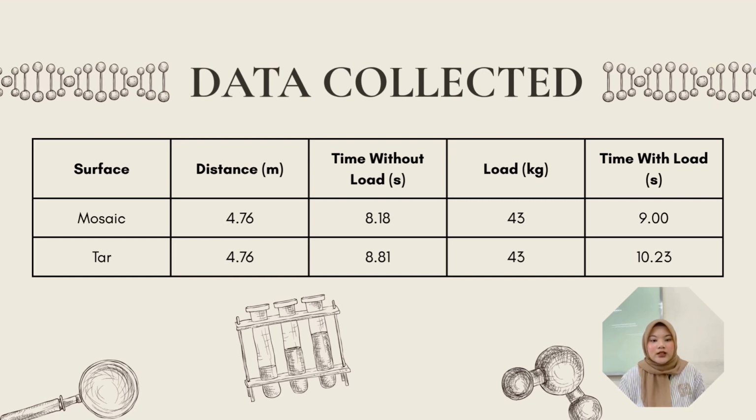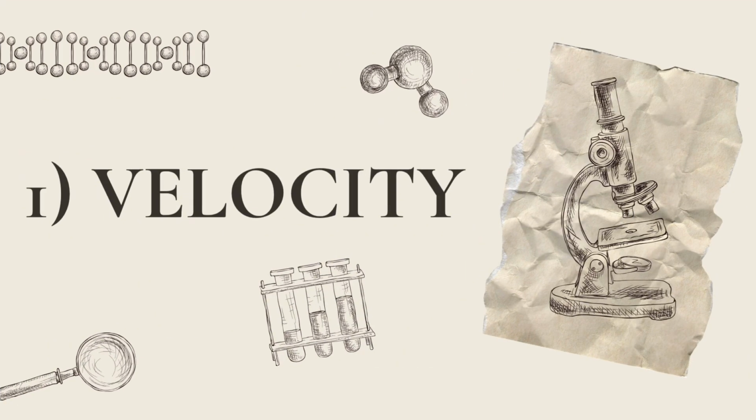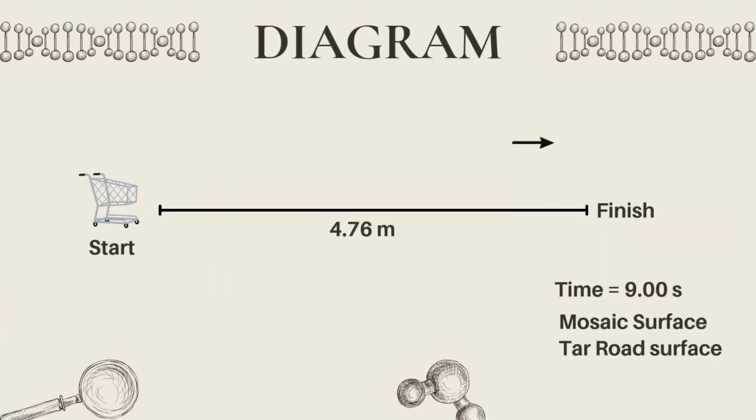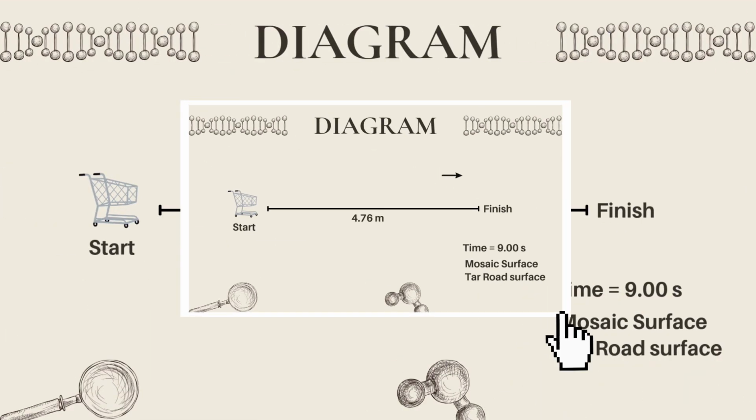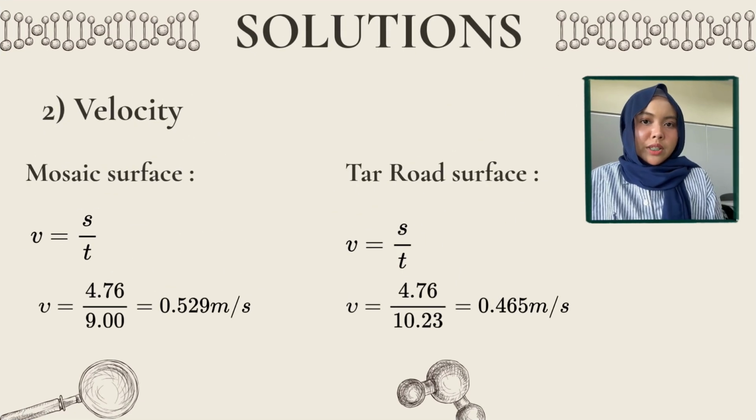From the results, the trolley moved fastest on the mosaic surface and slowest on the tar surface, especially when carrying a load. This shows that the type of surface affects the movement of the trolley and may explain why shopping trolleys are commonly used in shopping malls but not in morning markets. Next, I will proceed with the calculation.